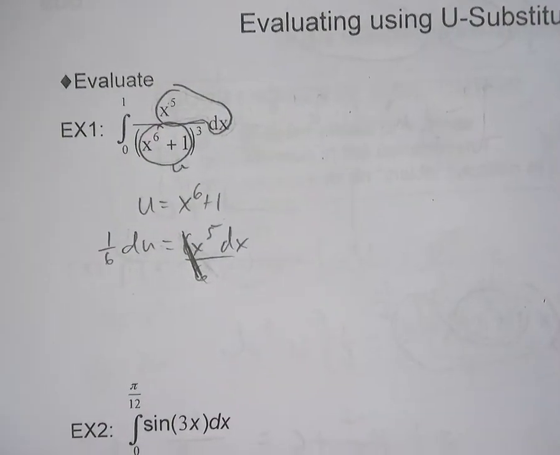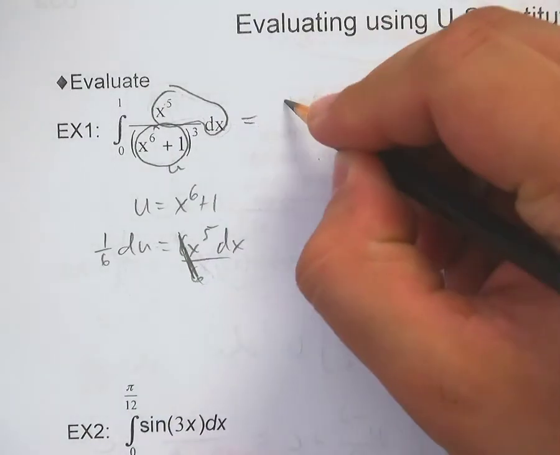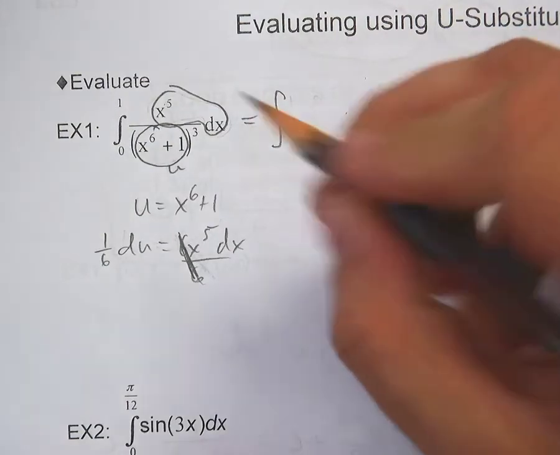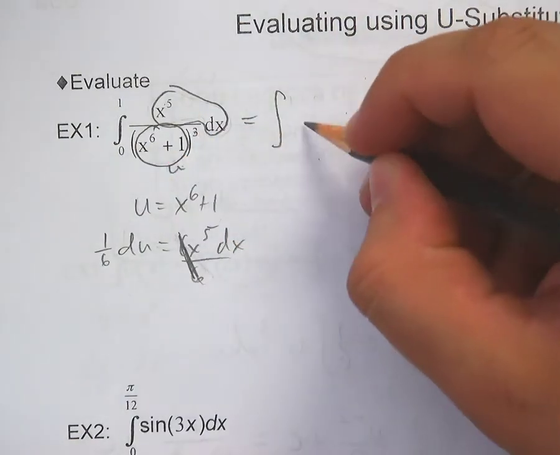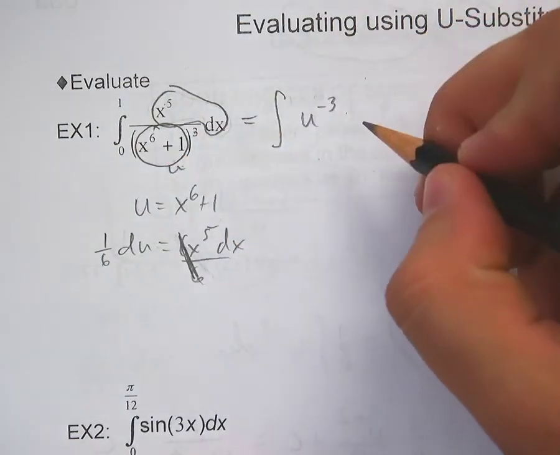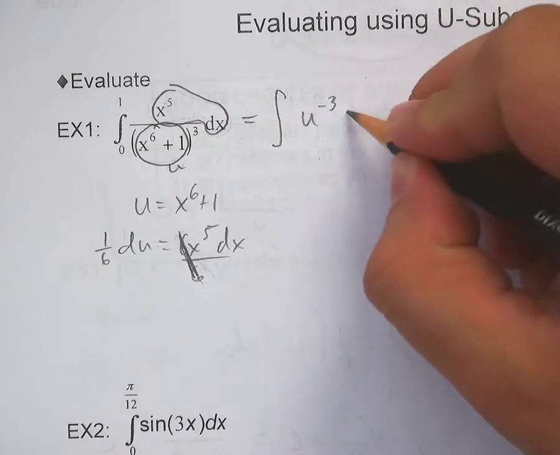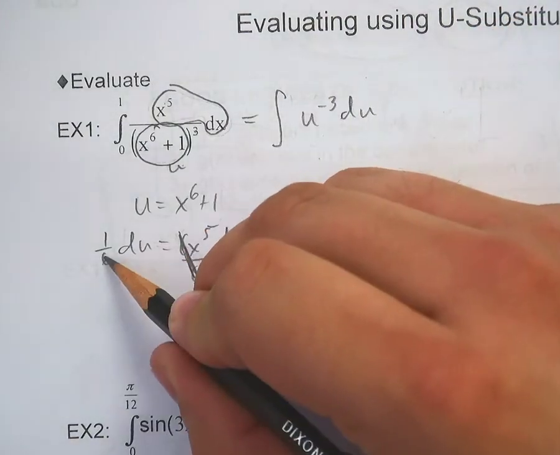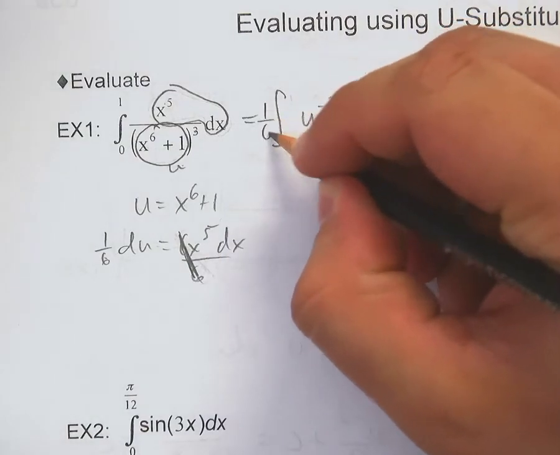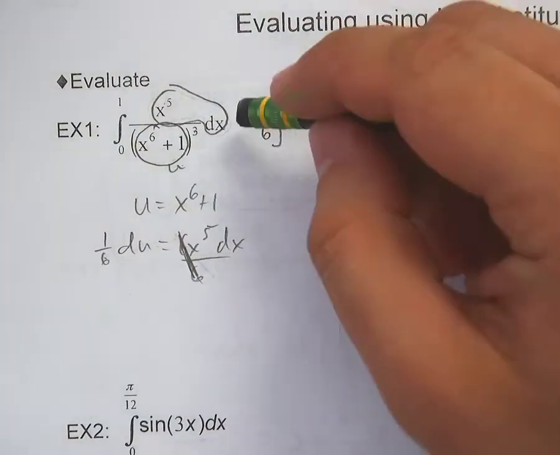Alright, so we can rewrite it now as the integral of, let's call this u to the negative 3 and go ahead and bring it up. And du, and I'm going to take this 1/6 and I'm going to put it outside. Goes outside the integral. It doesn't belong here.